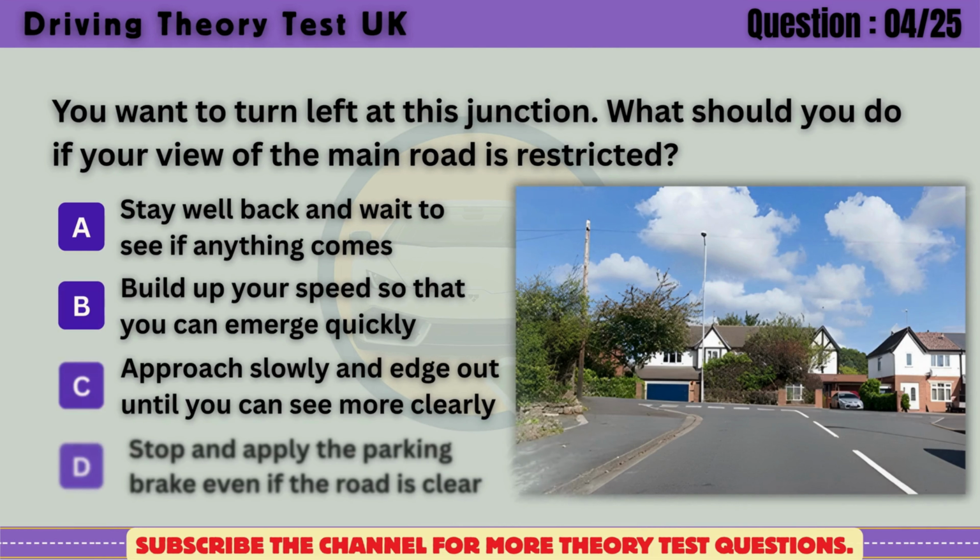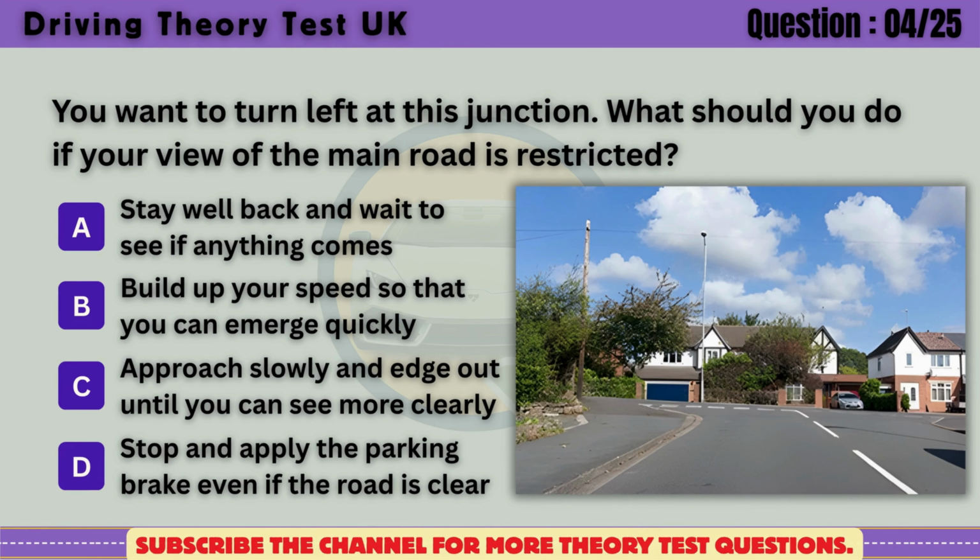Question 4. You want to turn left at this junction. What should you do if your view of the main road is restricted? A. Stay well back and wait to see if anything comes. B. Build up your speed so that you can emerge quickly. C. Approach slowly and edge out until you can see more clearly. D. Stop and apply the parking brake even if the road is clear.